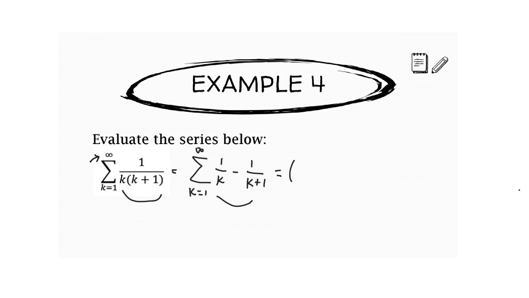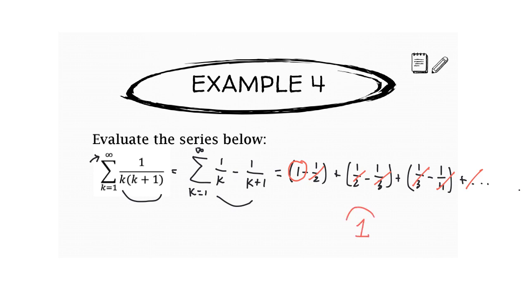When I plug in 1, I get 1 minus 1/2. When I plug in 2, I get 1/2 minus 1/3. I'm supposed to keep going like this. But when do I stop? Well, since the upper limit is infinity, I never stop, not for any term, ever. And so, in the end, the half cancels out, the third cancels out, the fourth cancels out. Actually, everything after this 1 here in the beginning will cancel out. And therefore, this infinite sum adds to 1.